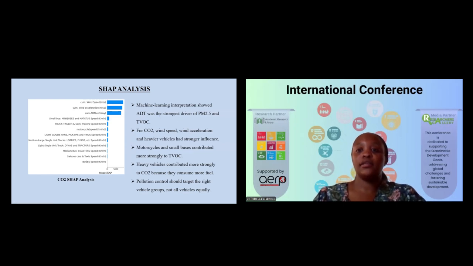Machine learning interpretation showed ADT was the strongest driver of PM2.5 and TVOC. Carbon dioxide showed that wind speed, acceleration, and heavy vehicles had the strongest influence. Motorcycles and small buses contributed more to TVOC. Heavy vehicles contributed more strongly to carbon dioxide due to fuel consumption. Pollution control should therefore target the right vehicle groups and not all vehicles equally.